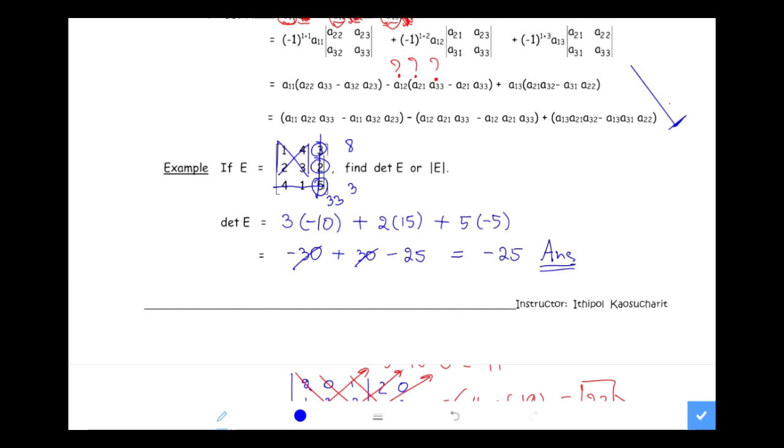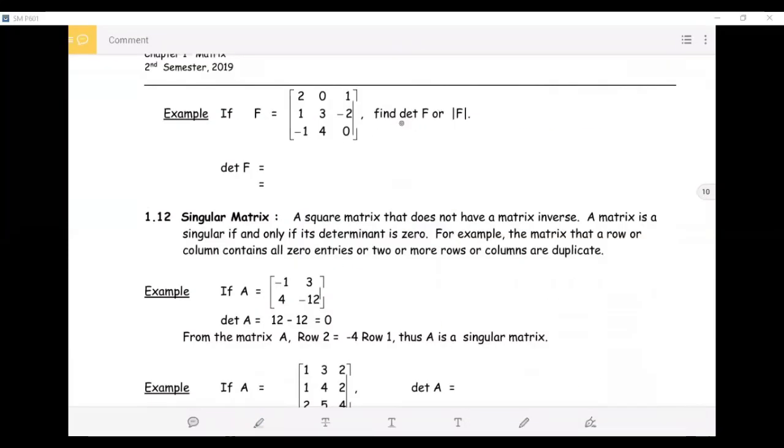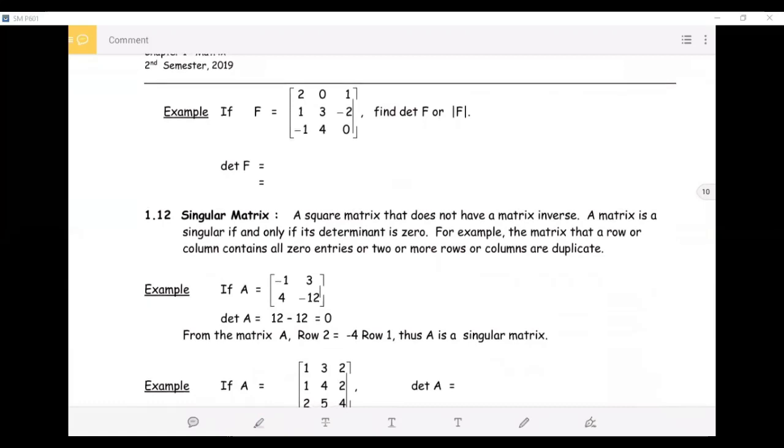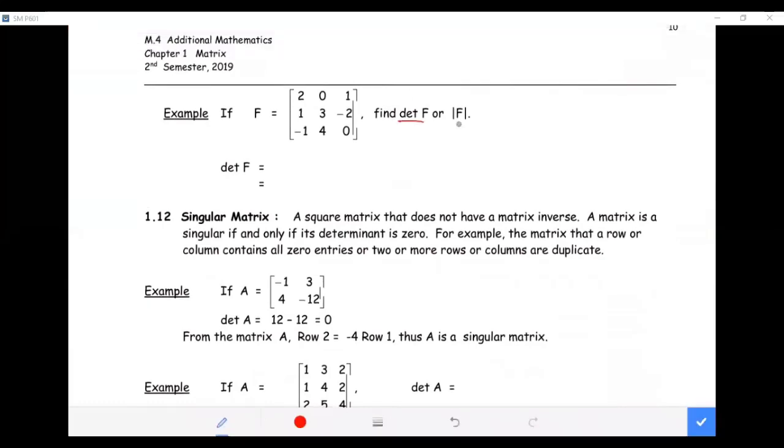If you want to try it by yourself, maybe you can choose the other options, because we have 6 options. You may go row 1, row 2, row 3, column 1, column 2, or column 3. I did this one already, so you can try your own on the other options. Okay, so that's it. This one, you want to find a determinant. Det, that looks like the absolute value, but actually it's not. This one is short for the determinant.